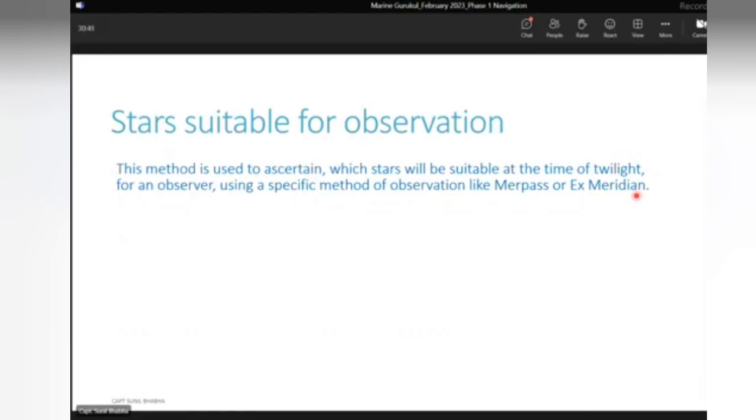Now, how to find out, of so many stars which are visible to us in the sky, which of them are suitable for the Marpas observation or for the ex-meridian observation? That is the meaning of the topic, stars suitable for observation.